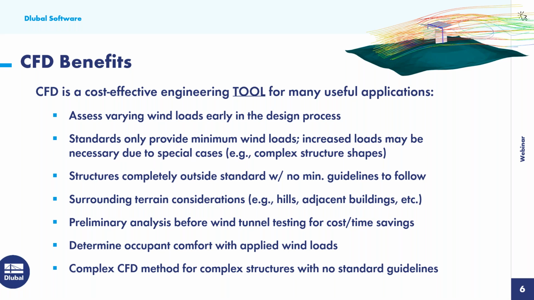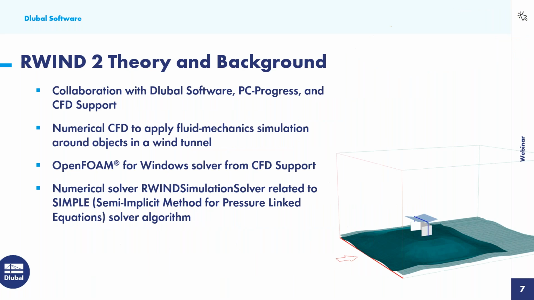So all in all, complex CFD methods should be used for complex structures with no standard guidelines. By all means, we're not suggesting to use a program like RWIND for a very short, symmetric, rectangular building. It's clear that the code will have the minimum wind loads to be applied for these types of structures, but rather these complex structures that kind of fall outside of what the standard really talks about.